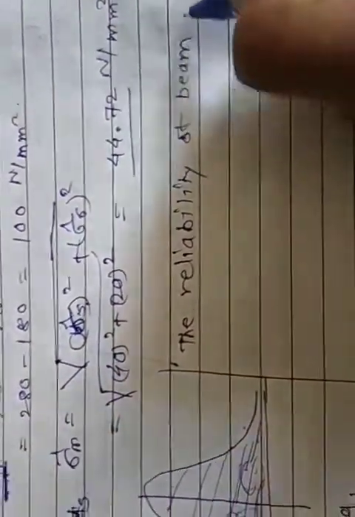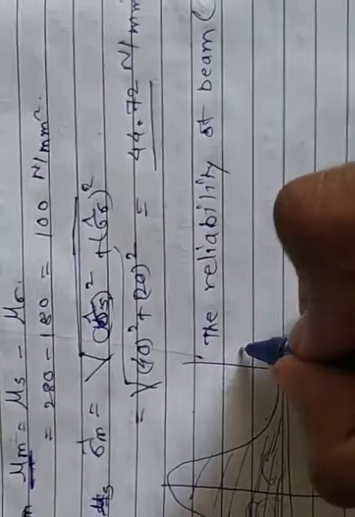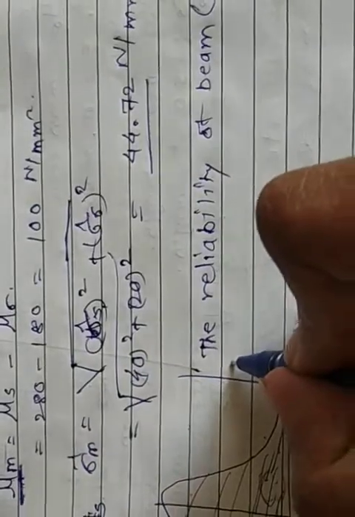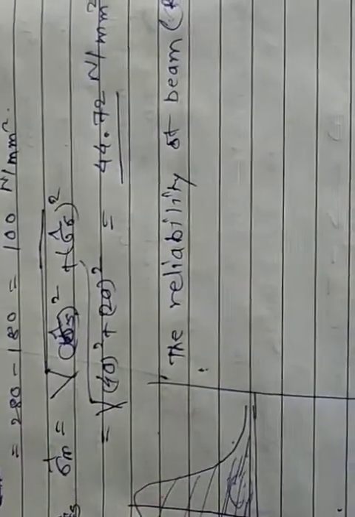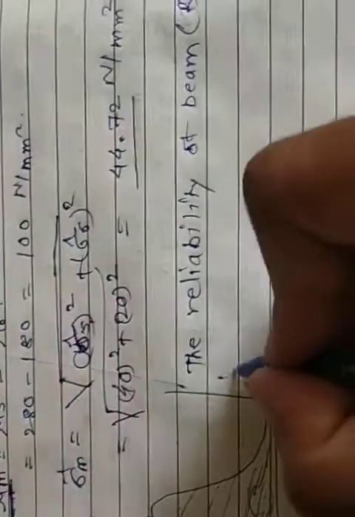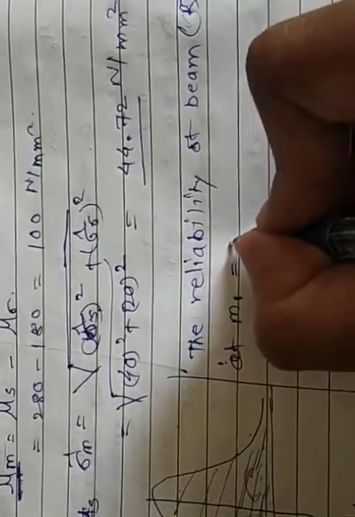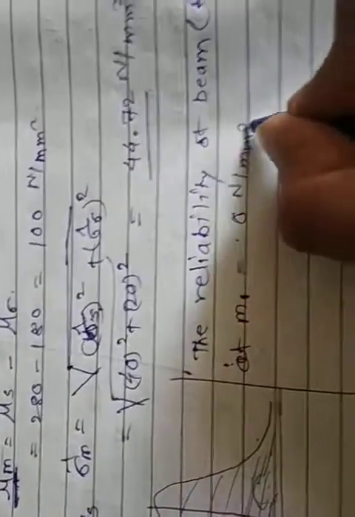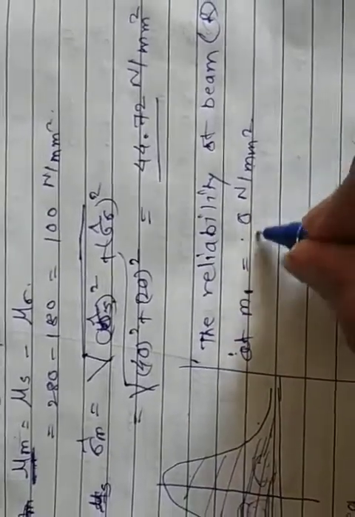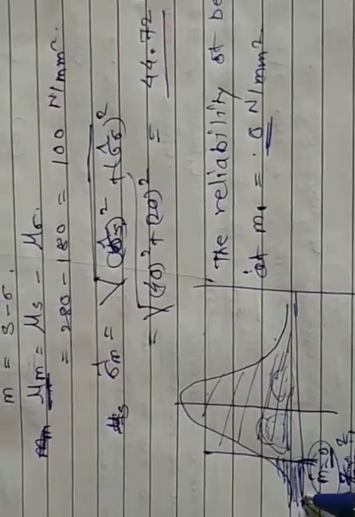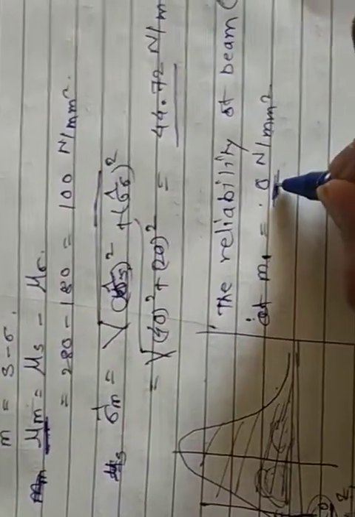For the reliability of the beam, the failure occurs if the margin of safety m is less than 0, so at m1 is equal to 0 Newton per mm square. And that 0 we know right over here, because on the left hand side there is a failure and we know m is 0 over here. So that's why m over here is 0.